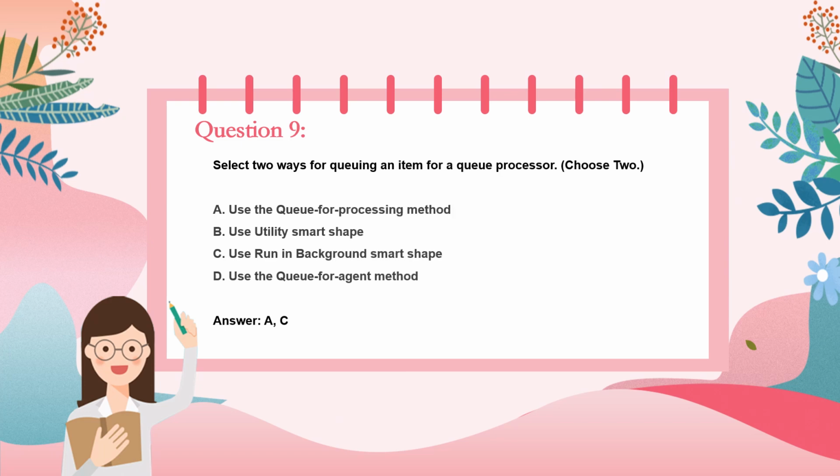Question 9. Select 2 ways for queuing an item for a queue processor. Choose 2. A. Use the queue for processing method. B. Use utility smart shape. C. Use run in background smart shape. D. Use the queue for agent method. Answer: A, C.